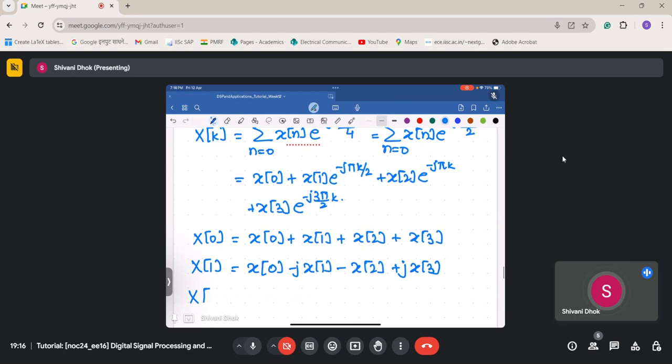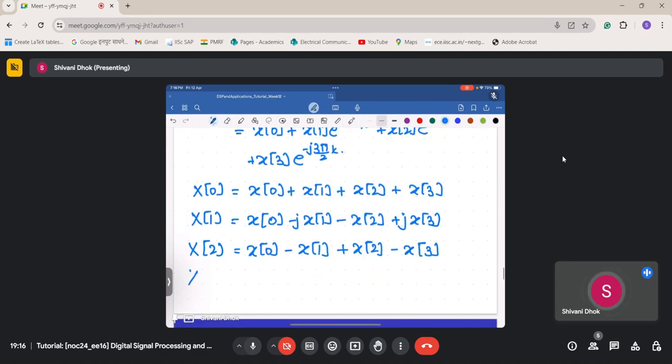Then I have capital X of 2 as x of 0 as it is. Then I'll have x of 1 into e power minus j pi, so minus x of 1. Then I'll have plus x of 2 into e power minus j 2 pi, so plus x of 2, and minus x of 3. Yeah, thank you.